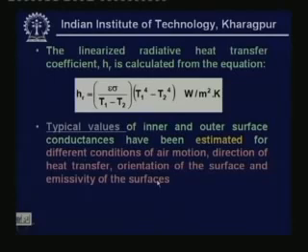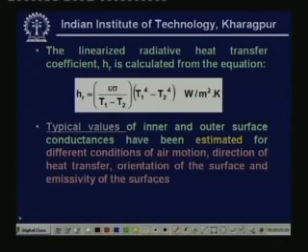And the linearized radiative heat transfer coefficient h_r is calculated from the equation. This we have discussed while discussing fundamentals of heat transfer. The linearized heat transfer coefficient h_r is given by this expression, where T1 and T2 are the two surface temperatures between which radiation heat transfer is taking place, and epsilon is the emissivity of the wall, and sigma is the Stefan-Boltzmann constant, right, and the temperature should be in absolute scale.